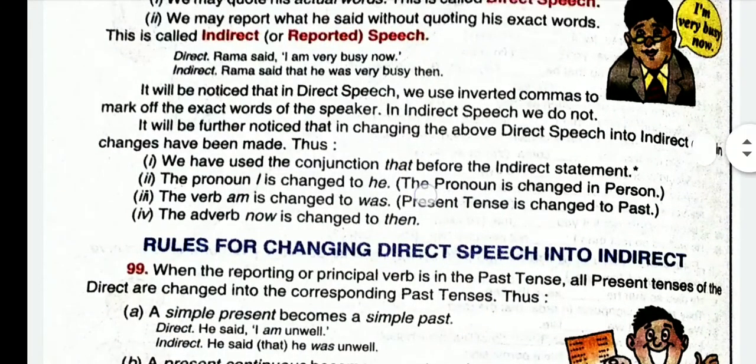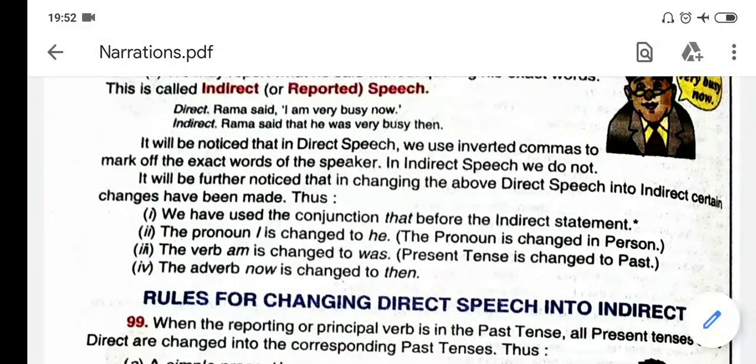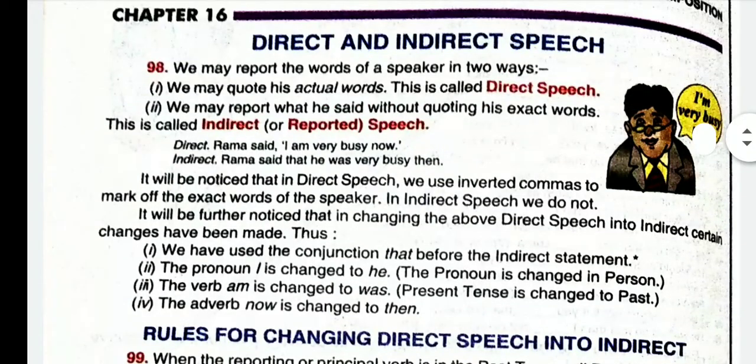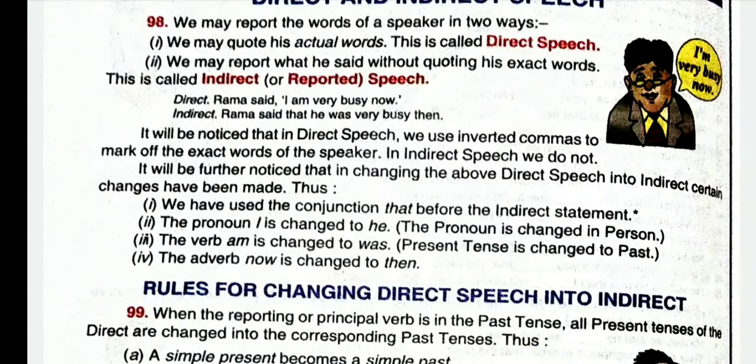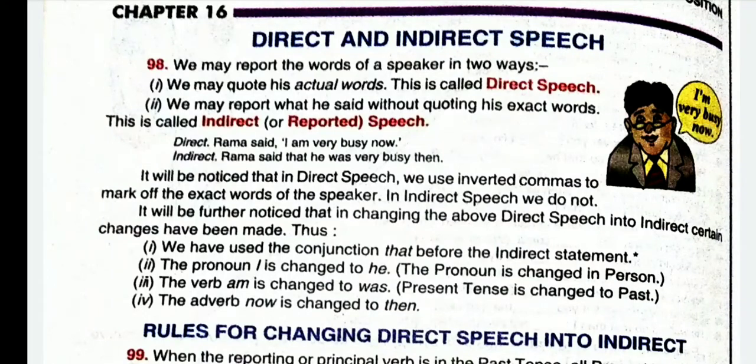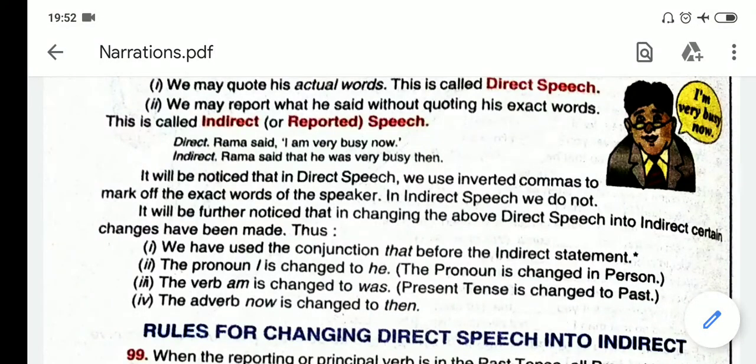The pronoun will also be changed. In this case it was I, in this case it will become he. Obviously it will become a different pronoun because we are not using the same words of Rama. And another thing we can see is that here it was the present tense. Now these rules we will see ahead, how the tense was used. But anyway, now you know the difference between direct speech and indirect speech.